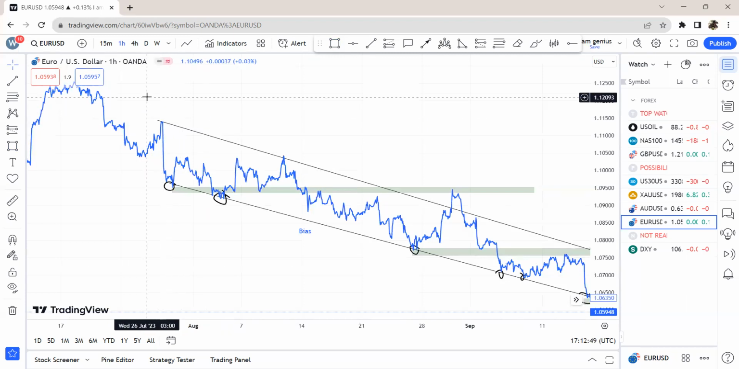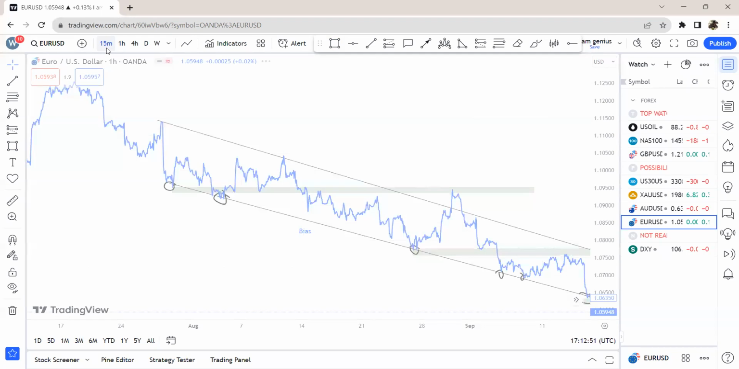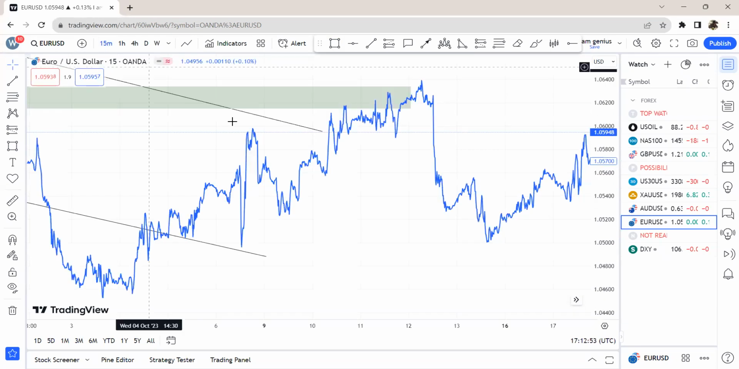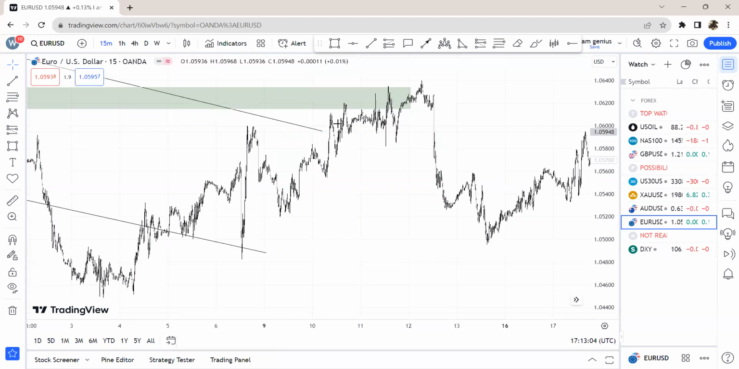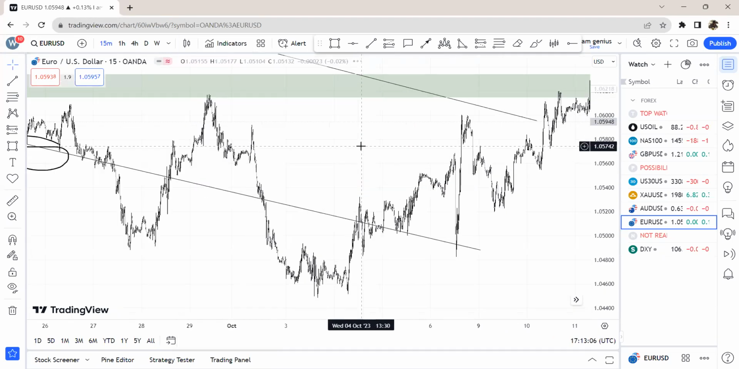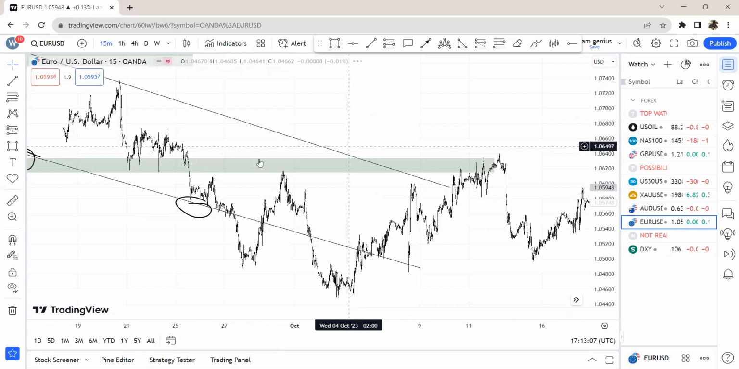The next thing you want to do is shift to the 1 hour or to the 15 minutes. Now here, you're going to convert back. In short, you're going to change the line chart into a candlestick chart. Then the next thing you would want to do is reduce.